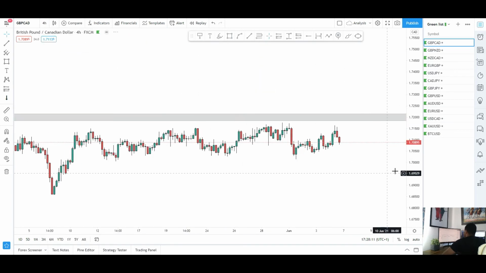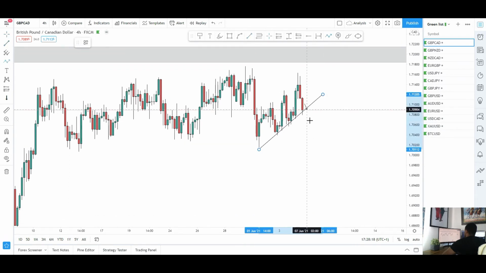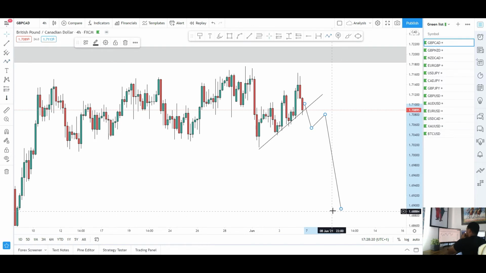So for next week, I am favouring a move to the downside. We are looking quite bearish here. Maybe a break of this counter trend line will probably take us to the downside, and then you can look for selling opportunities on the retracement.